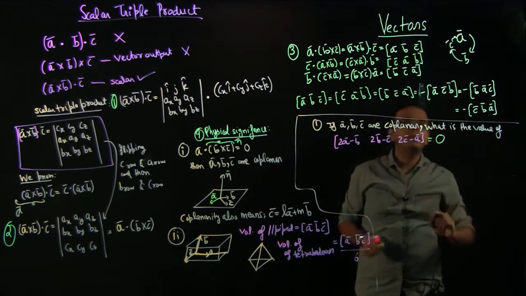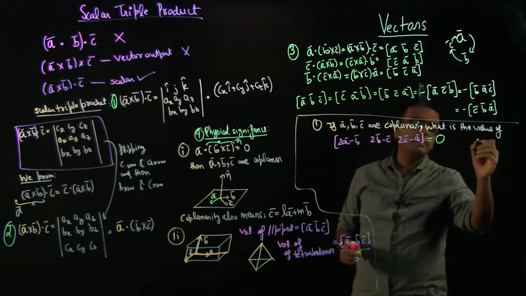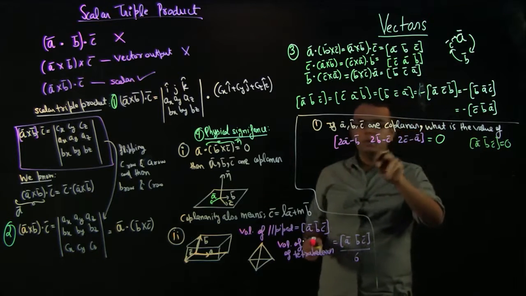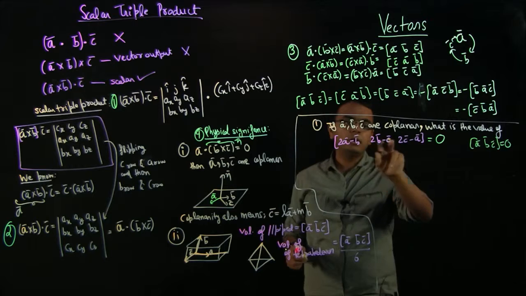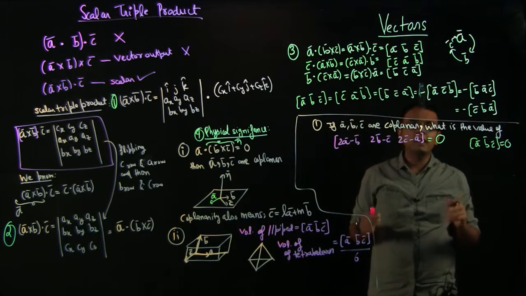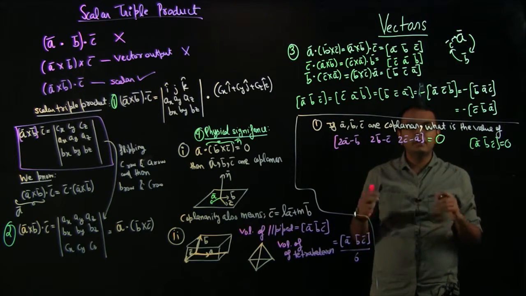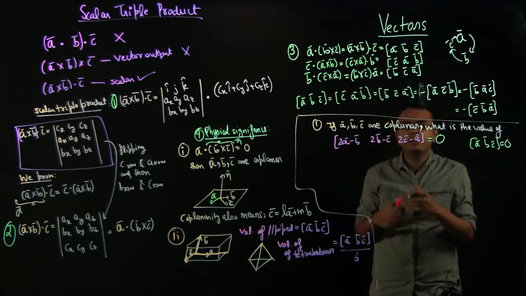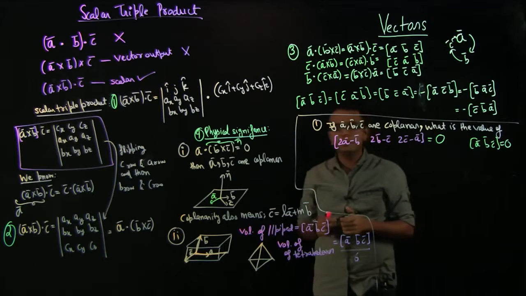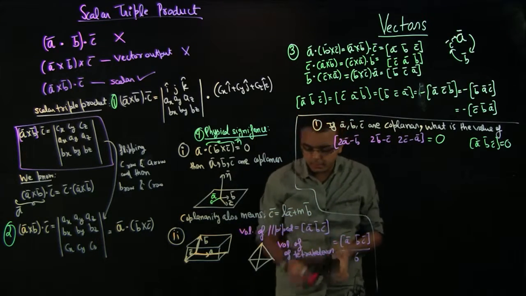So I can bet that a lot of students here will try to solve this problem. They will start with [A B C] is 0, and then they will expand this by taking a cross here and a dot here, and then opening up the brackets and trying to solve it somehow. But you don't even have to. You just have to understand that coplanarity means that the three vectors are in the same plane, or they can be expressed as a linear combination of each other, and any such vector will also lie in the same plane. Okay, so I hope that this gives you some insight about scalar triple product.